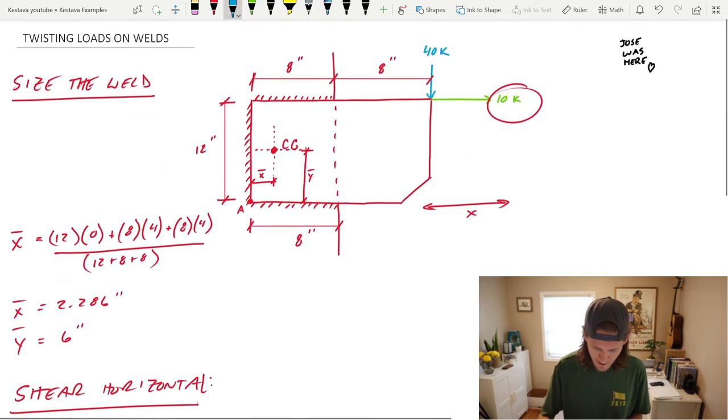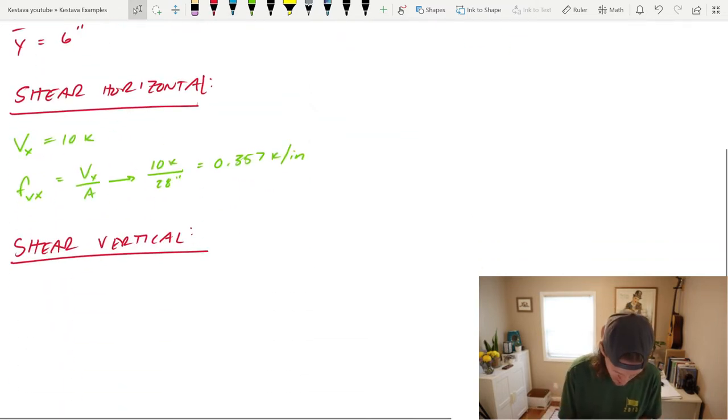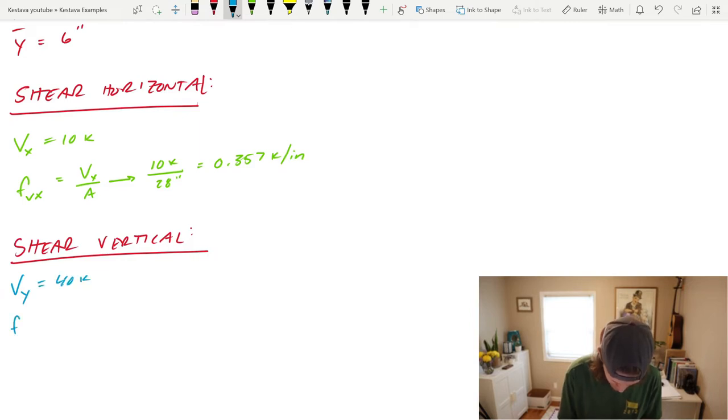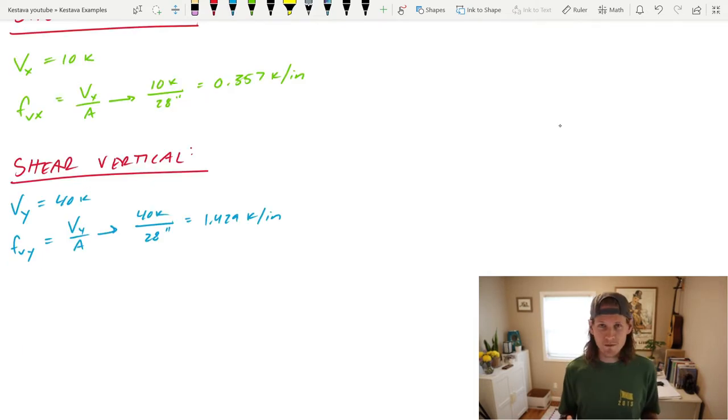Next, we want our vertical shear component. If we scroll back up, that's our 40 kip reaction. So V sub y is 40 kips, and F sub Vy equals V sub y over A. That breaks down to 40 kips over 28 inches, which equals 1.429 kips per inch. So there's both of our shear forces.